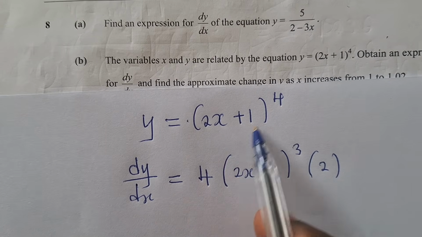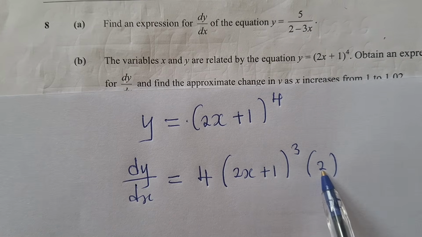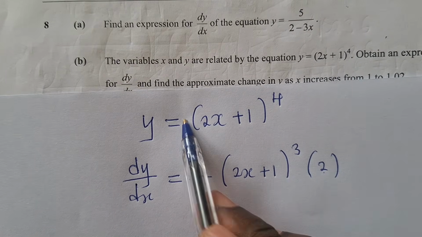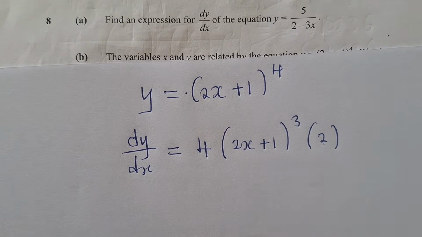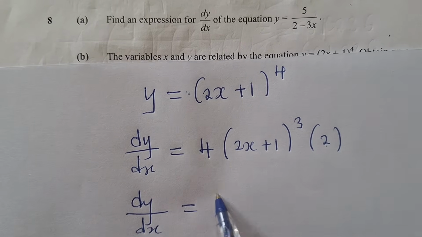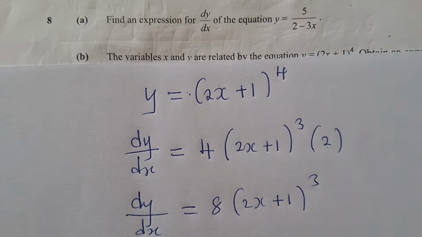Now find the derivative of what is inside after copying. You find the derivative, this is what you're writing. And then you just multiply this number by the number that is in front, and subtract a 1 from this power. So it will be power 3. So this is dy/dx, which is equal to 8(2x + 1)^3.